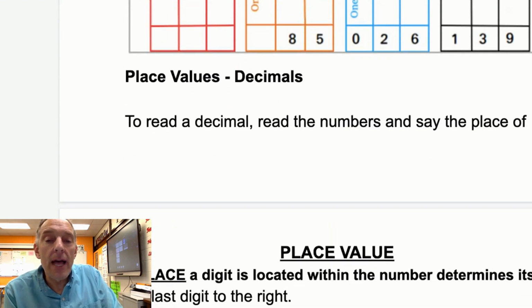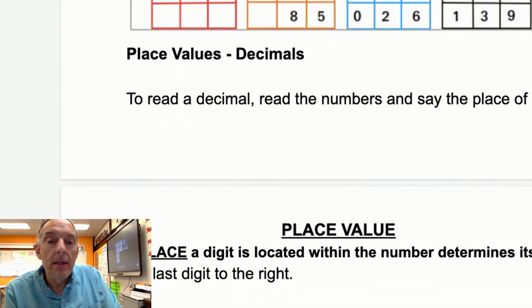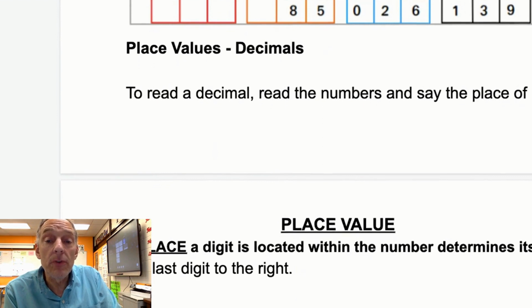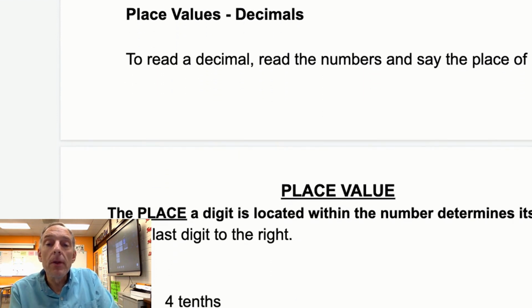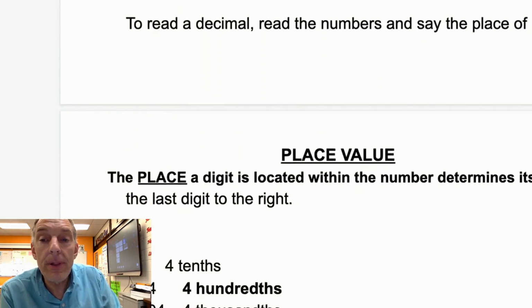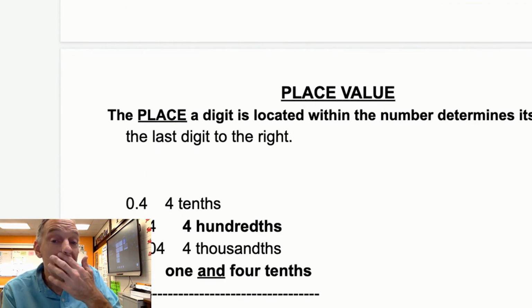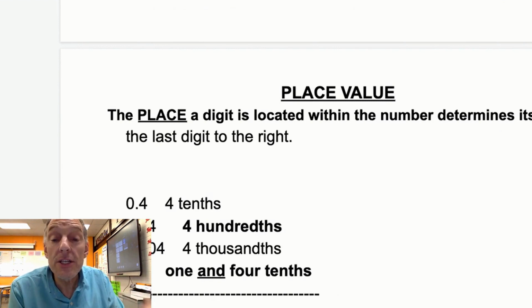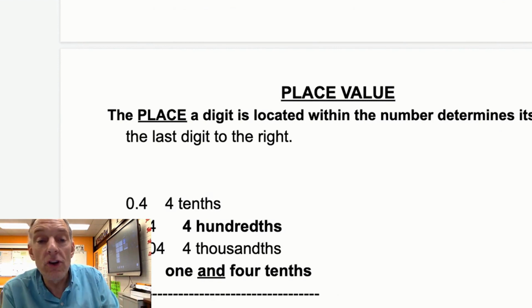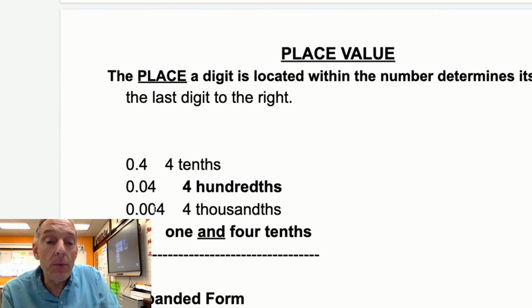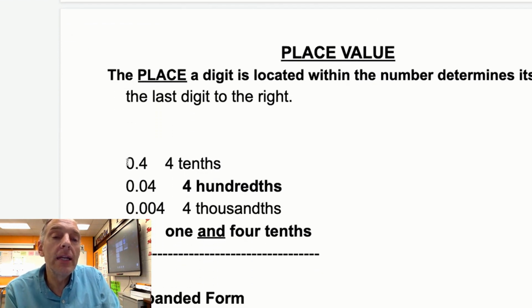What I'd like to do now is look at place values, specifically decimals. When you read a decimal, you read the numbers and you say the place and the place value. So for example, the place a digit is located within a number will determine its value. And that last digit to the right within a decimal value is what we look at. So for example, 0.4, we would say 4/10 because that 4 is in the tenths place.